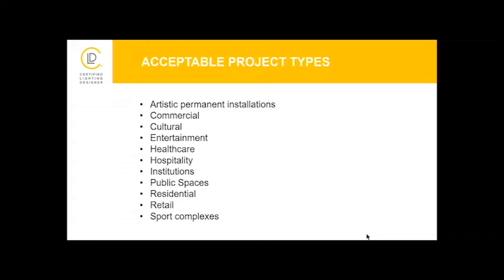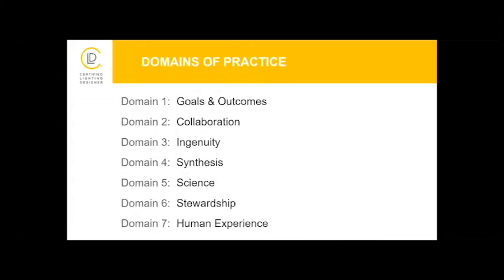So the 7 domains of practice are: number 1, goals and outcomes. Number 2, collaboration. 3, ingenuity. 4, synthesis. 5, science. 6, stewardship. And 7, we save the best for last, human experience. The 7 domains define the core competency for lighting design professionals worldwide and provide a standard for measuring the performance of CLD candidates.